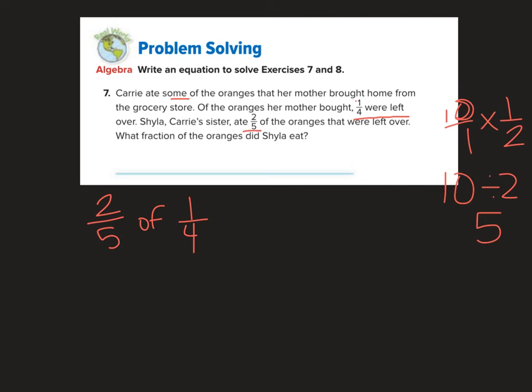So if you're ever stuck on what am I supposed to do here, am I supposed to be subtracting, am I supposed to be adding, if you can't replace with 10 and 2, then replace with half.